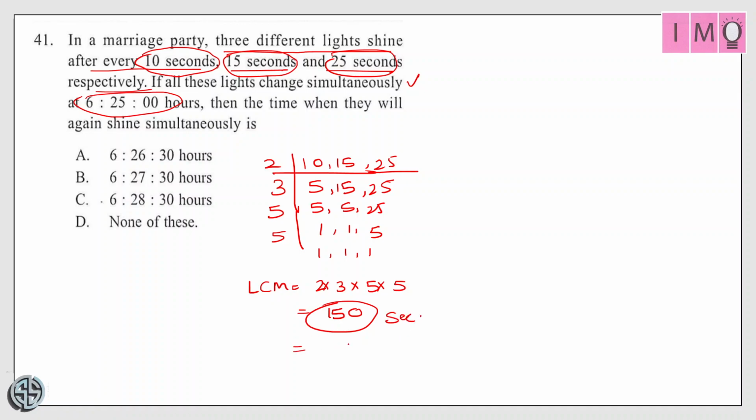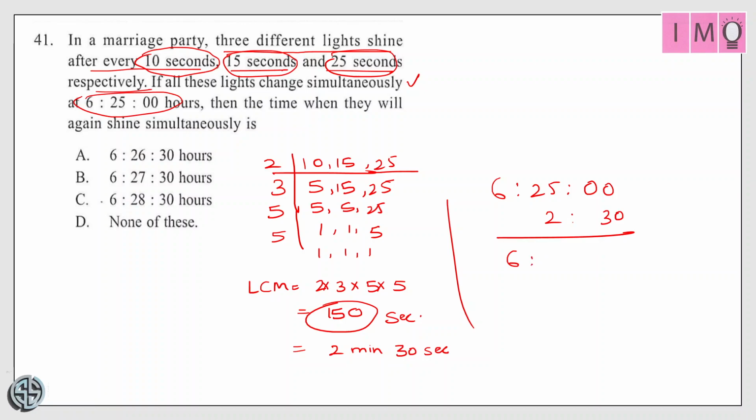And now if you convert that into minutes, you will get 2 minutes and 30 seconds. Now if you add 2 minutes and 30 seconds to 6 hours 25 minutes 0 seconds, your answer will be 6 hours 27 minutes and 30 seconds. So this will be the answer. So option B is the correct answer.